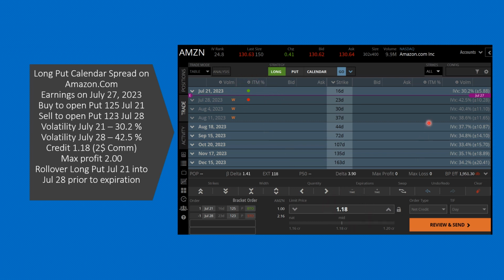So for the earnings, I still hope that Amazon would, let's say, drop, because I expect that maybe the earnings will not be so good. So again, whatever is below 125 would be a profit. So this is what I would profit from a calendar spread.